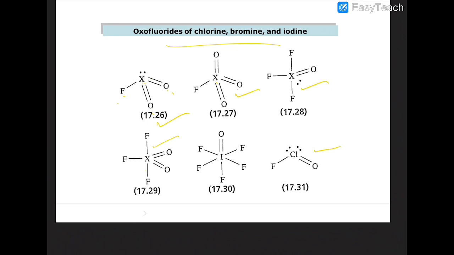So these are the structures of various types of oxofluorides of chlorine, bromine and iodine. I am repeating once more: oxofluorides of chlorine, bromine and iodine. You have to memorize all of them.